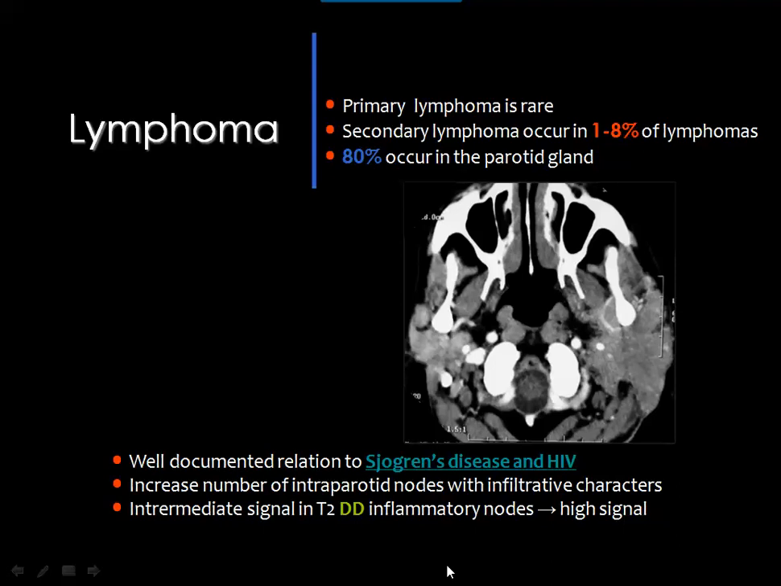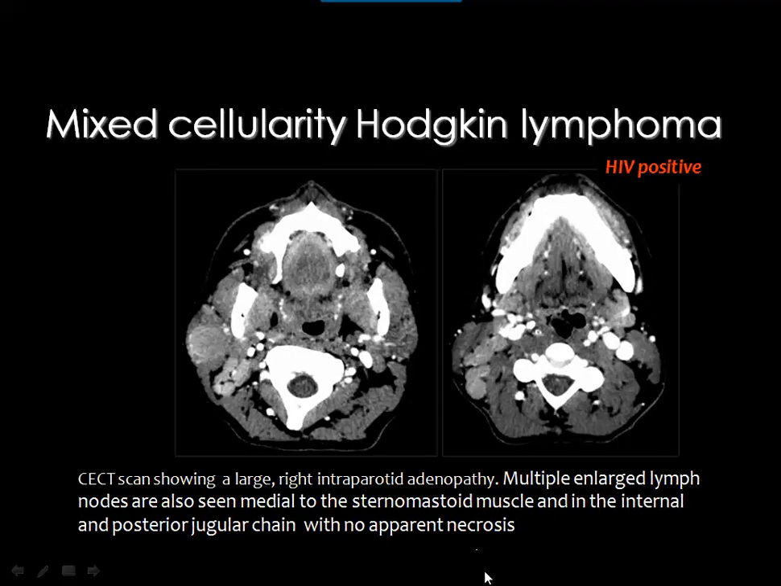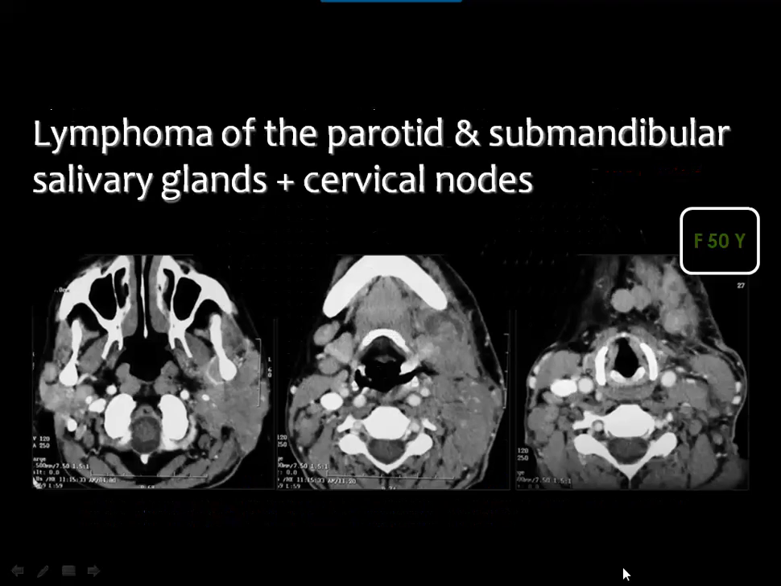But when to diagnose lymphoma? If you see bulky, homogeneously enhanced lymph nodes, which are typical of lymphoma. And here you see the bulky appearance of the lymph nodes that are homogeneously enhanced, then most likely you are dealing with a case of lymphoma. And this is also a case of Hodgkin disease. You see the left parotid gland is involved by a mass, and ipsilateral deep to the sternomastoid muscle, you get multiple enlarged lymph nodes that show homogeneous pattern of contrast enhancement.